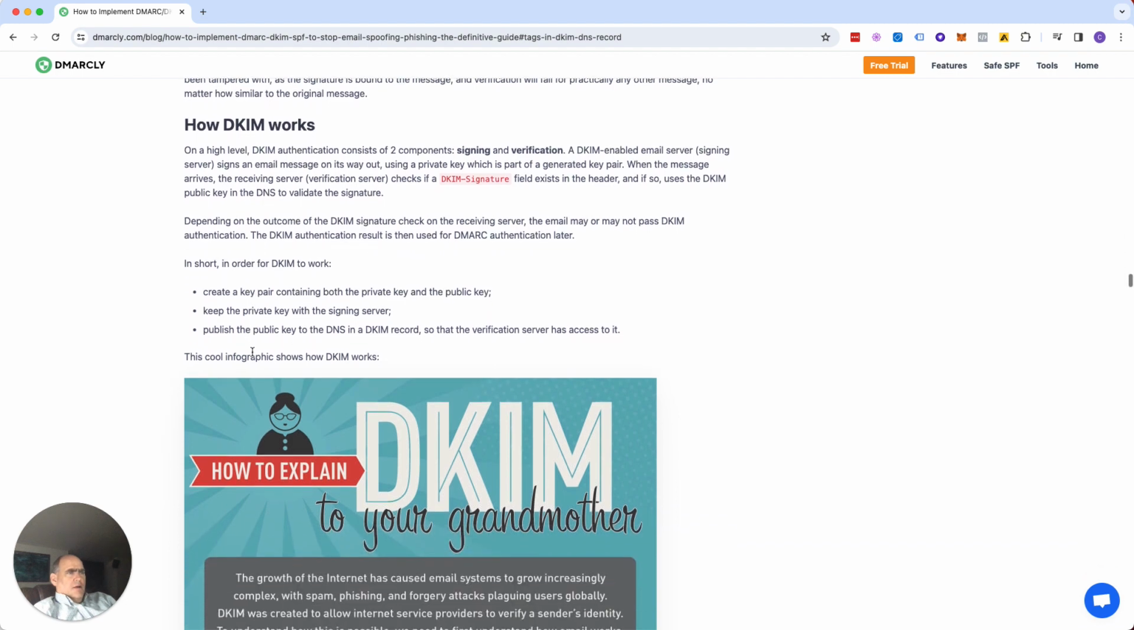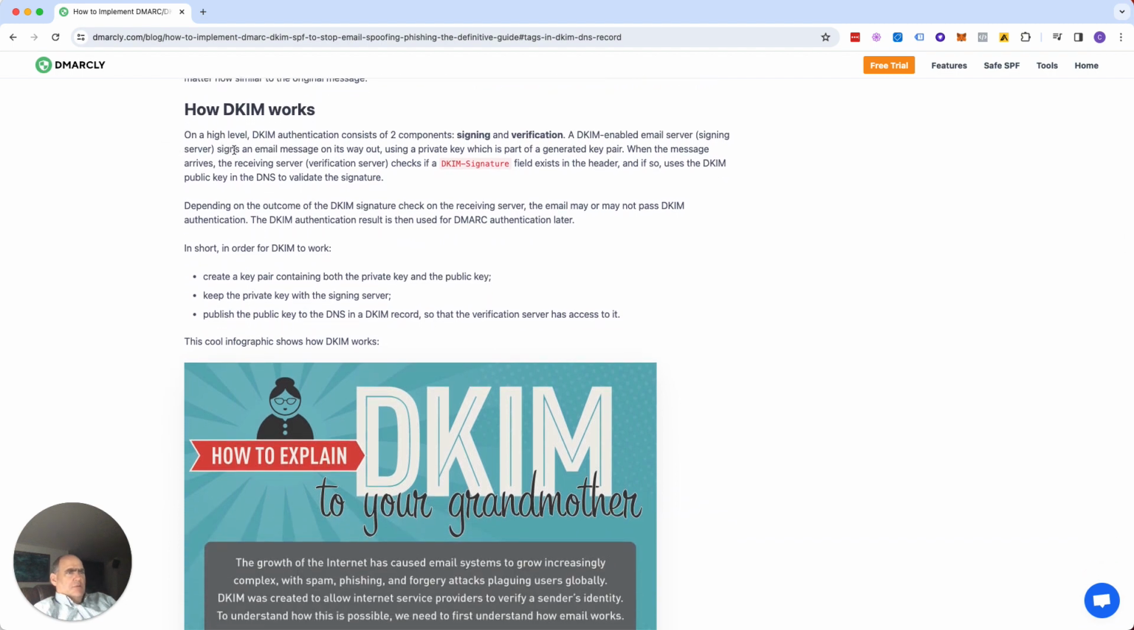On a high level, DKIM is two components, signing and verification. The DKIM enabled signing server signs the message on its way out using a private key, which is part of the generated key pair. Then when the message is received, it checks to see if the DKIM signature field exists in the header, and if so, uses the DKIM public key in the DNS to validate the signature. So I guess it doesn't even have to send it with the email. It can go back to the DNS and validate it from that.